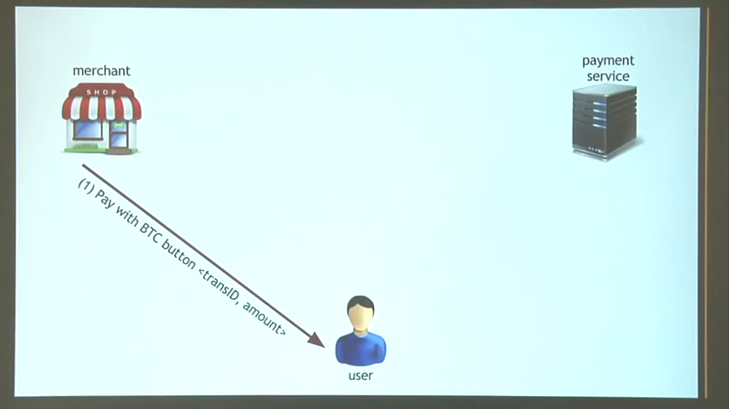It will contain a transaction ID, that is some identifier that is meaningful to the merchant in their own accounting system, along with an amount that they want to be paid. And this will basically be the magic HTML code that was provided earlier by the payment service. The user, if they want to pay with Bitcoins, will click that button.